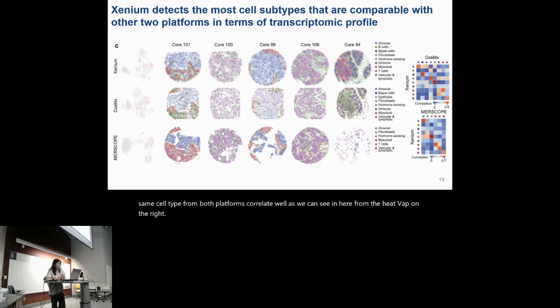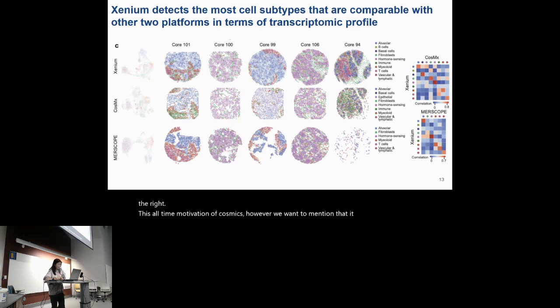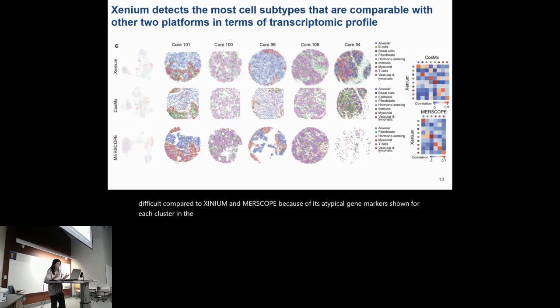The cell type annotation of CosMx, however, we want to mention that it was especially difficult compared to Xenium and Merscope because of its atypical gene markers shown for each cluster in the heat map and low expression of transcripts from some canonical markers that were missing that we showed previously.